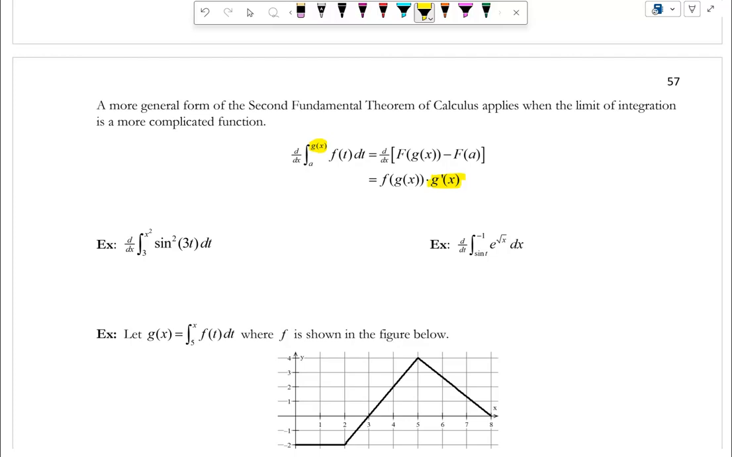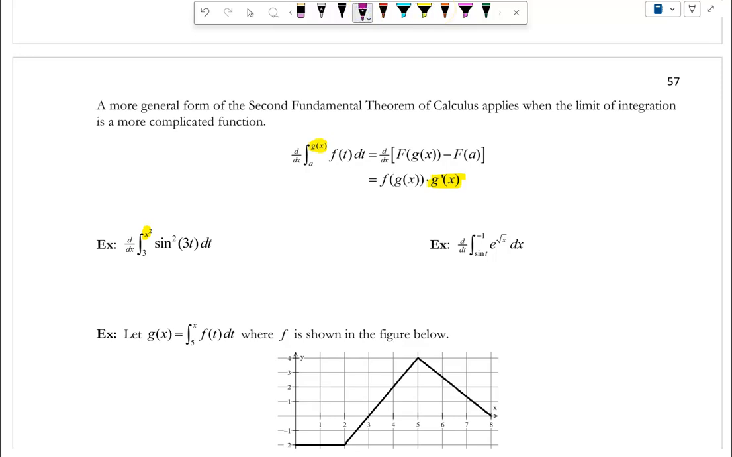All right, in practice though, it's not that bad. We just can't forget the chain rule. So in this first example, again, I'm taking the derivative of an accumulation function. I notice that my upper limit isn't just x, but it's x squared.